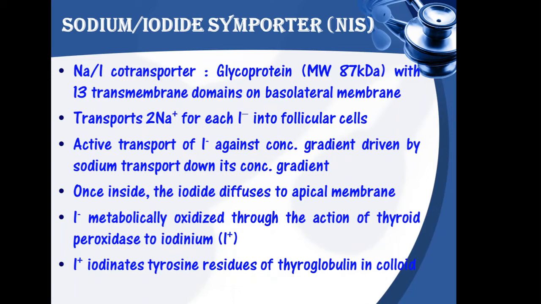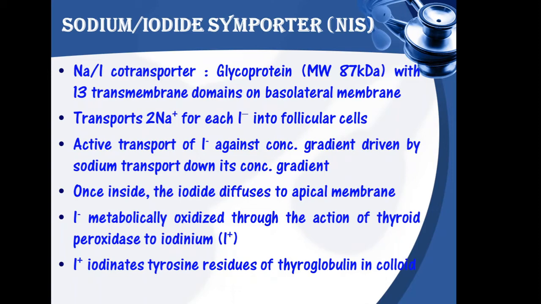So the sodium iodide importer or the NIS transporter, it's a co-transporter. It's a glycoprotein with 13 transmembrane domains present on the basolateral membrane, and it transports 2 sodium for each iodide into the follicular cells. Active transport of iodine against the concentration gradient is driven by the sodium transport down its concentration gradient, because we know that sodium concentration is higher in the extracellular fluid and lower in the intracellular fluid.